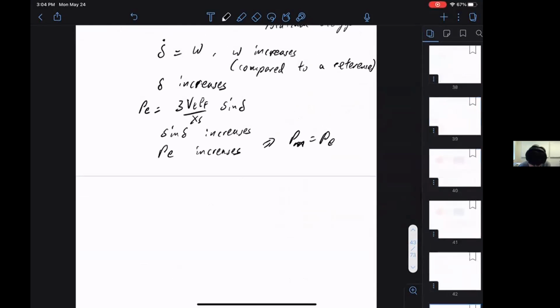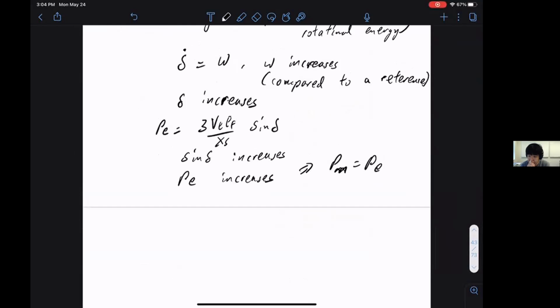Any questions about this argument? Wait, you said PE is equal to PM. Can you explain that part again? Okay, so omega increases, delta increases, sine delta increases, so PE increases. So eventually this increase will be equal to PM, and they will stabilize, they will balance out. I see, thank you. Any other questions on this?